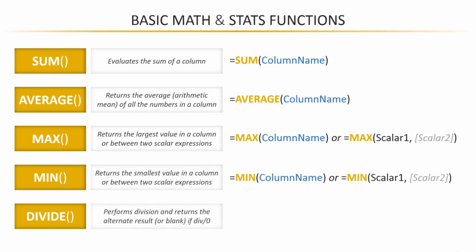And then divide, it performs division, but it also includes this alternate result, which is kind of like your value if error, kind of baked right into the formula. So numerator, denominator, alternate result. So really no surprises here. Let's spend most of our time in Power BI practicing some of these hands-on.